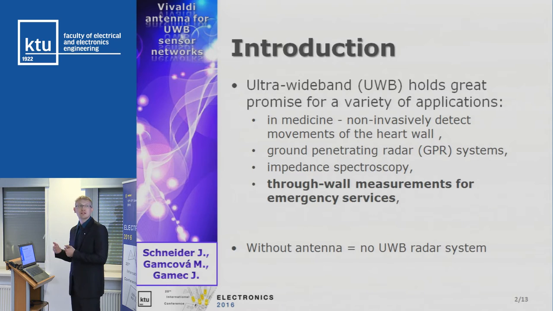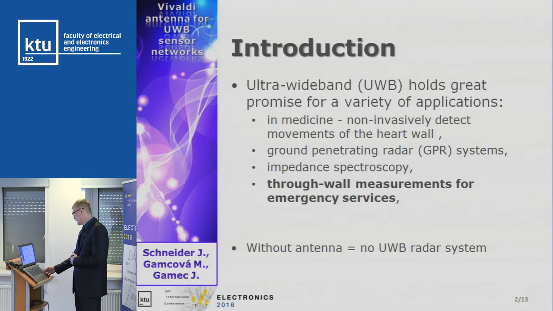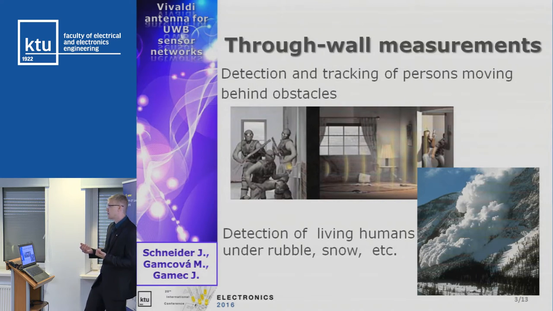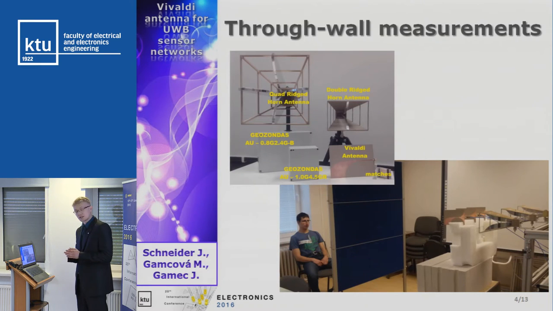These measurements we do at our department. And one more thing, with our antenna we can use UWB radar. So, for example, if we have some bad guy behind the wall and the police need to know where that guy is, we use this UWB radar. Or, for example, if someone is lost under an avalanche. For these systems, we use some commercial antennas. As you see, these are the Gelsundas double ridged horn and quad ridged horn. And this is my antenna for comparison.